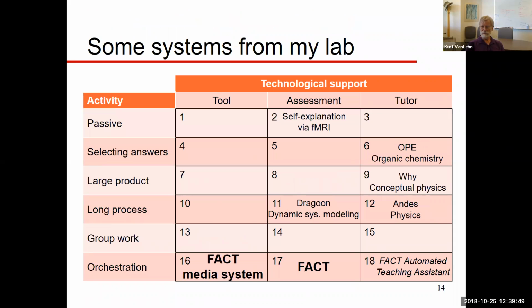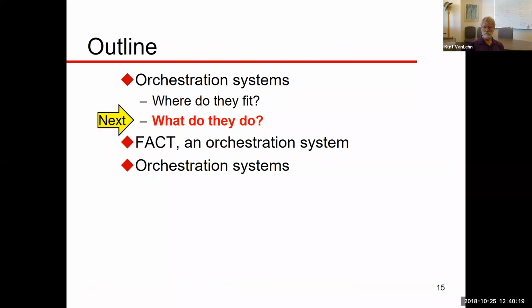So a bunch of systems from my lab. Turns out you can assess passive activities, but you have to use strange sensors like eye tracking or fMRI. We have a very nice organic chemistry system, but all it does is adaptive selection of problems. A couple step-based tutoring systems. But the thing I want to spend most of my time talking about today, in fact, all of my time, is a system called FACT, which I'll introduce in just a few minutes. And that's an orchestration system.